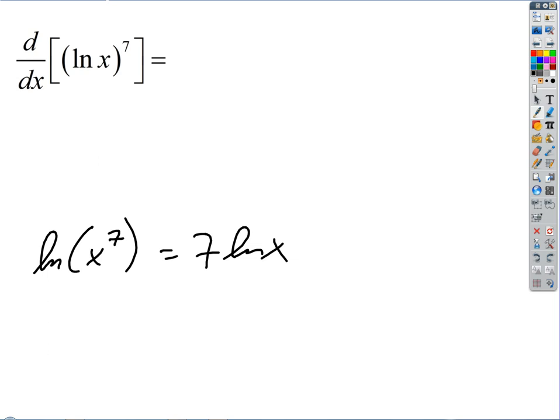Chain rule, yeah. So what's the outermost function here? Something to the 7th, a power. So I've got the thing to the 7th, and if I differentiate that I'm going to get 7 times the thing to the 6th. The inside is log x, so the derivative of that is 1 over x. So I could combine those to what? 7.